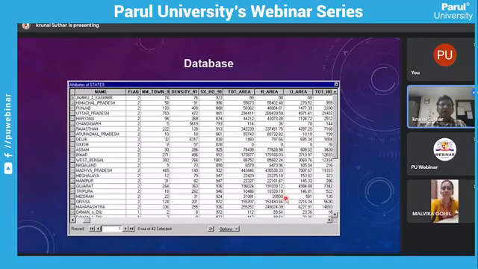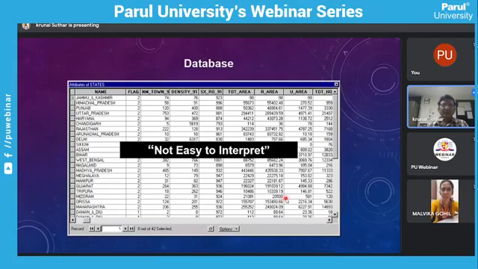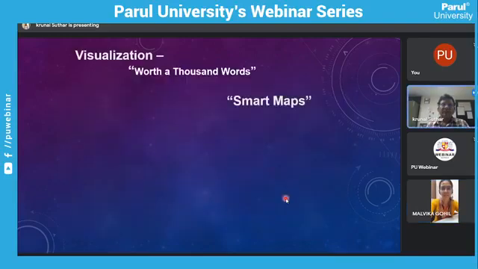Now try to see this information. Normally we find this kind of information in Excel sheets. So if you're trying to read or interpret it, it is a little bit difficult. Am I right? So if we go with some special tools, then it provides some benefits. These tools are ArcGIS and another is QGIS. Normally, visualizations are worth thousands of words.